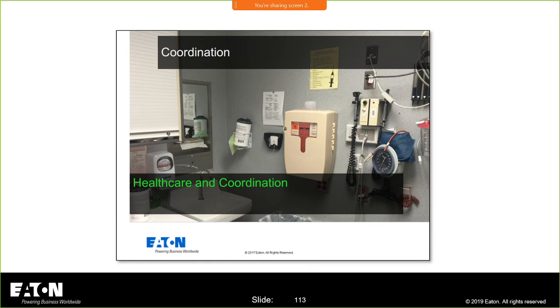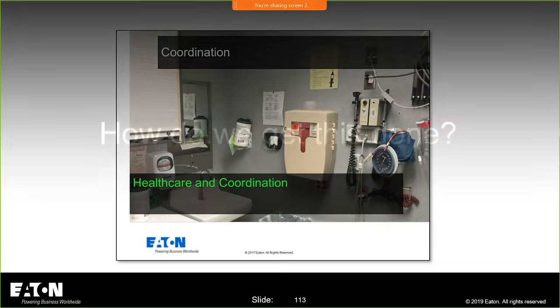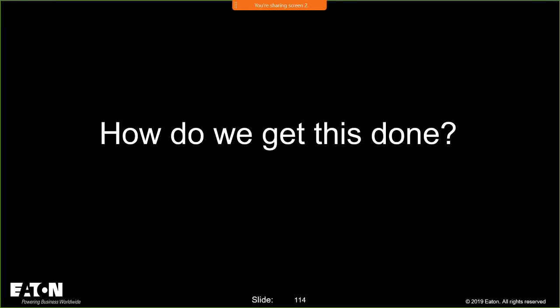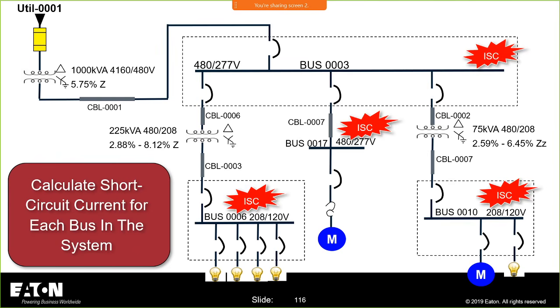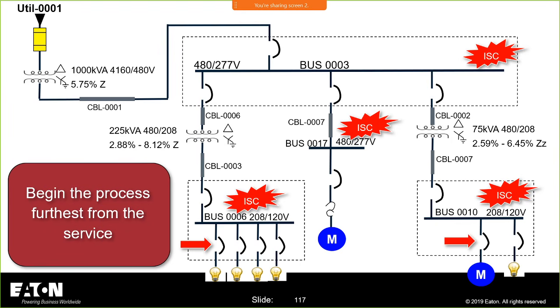It's very easy to get that done. But what I want to do now is move into how we get selective coordination done. What's the process? I'm going to walk through this very quickly. The first thing you have to do is secure an accurate single line diagram. The next thing you have to do is calculate fault currents. If you're not doing a 2-to-1 ratio with fuses, you're going to need that short circuit current value at each of the buses. Now, when you're in the design phase, you don't have the transformers. You don't know what these transformer impedances are.